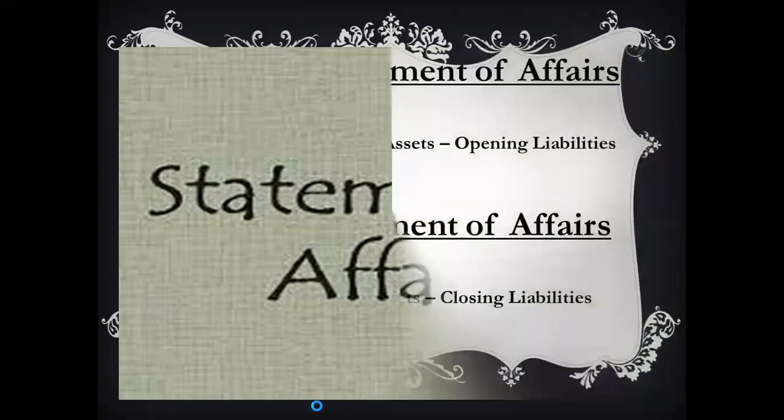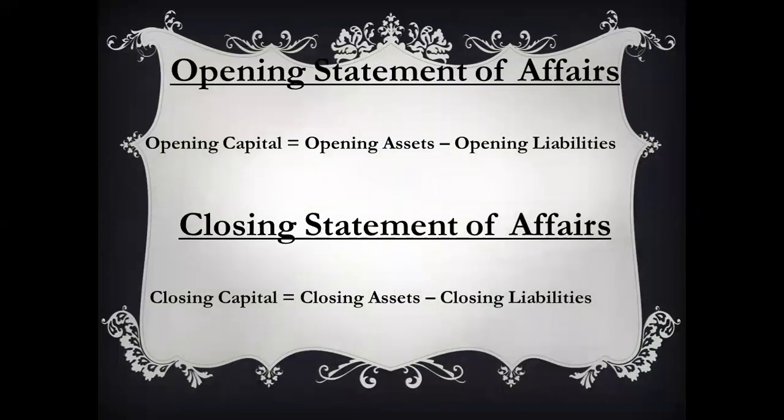Opening statement of affairs is a financial statement that displays assets and liabilities, but it's not as detailed as the balance sheet. It shows the beginning balances for capital. The purpose of statement of affairs is to show the current financial position of the company. If the total of the assets is greater than the liabilities, it represents opening capital, whose formula is: opening capital is equal to opening assets minus opening liabilities.